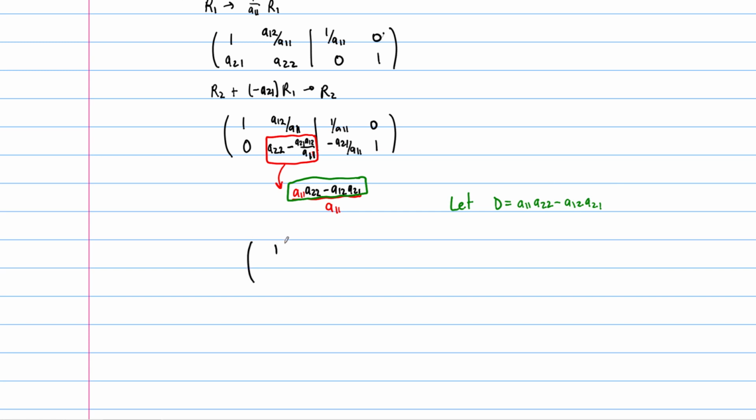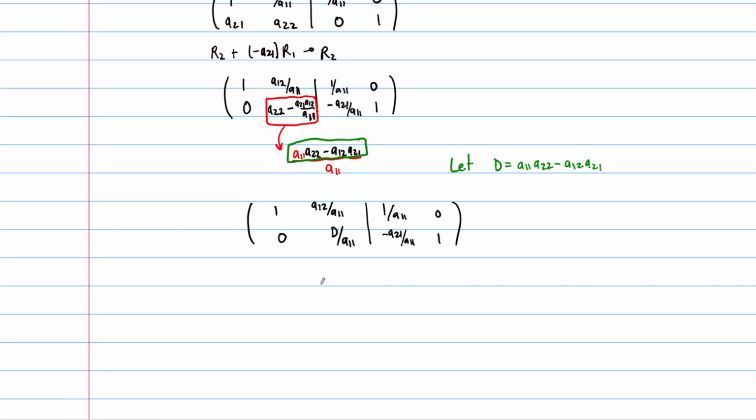I'm just simplifying what we've got here, right? So this is A12 over A11 here. 1 over A11, 0, 0. This is now going to be D over A11. And then negative A21 over A11, 1. Okay, so at this point, what we would like to do is make this term into a 1, right?